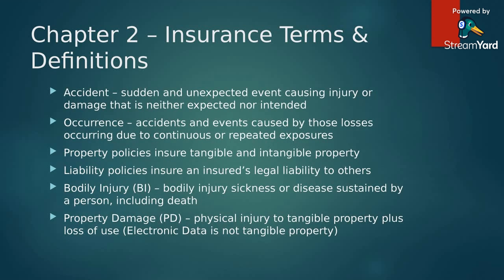An accident is defined as a sudden and unexpected event causing injury or damage that is neither expected nor intended. An occurrence is a broader definition. It includes all the accidents, but it also includes events caused by those losses occurring due to continuous or repeated exposures. And on the state exam, you're going to see a specific detail of continuous and repeated exposures if they are having both an option for accident and occurrence on the same question.